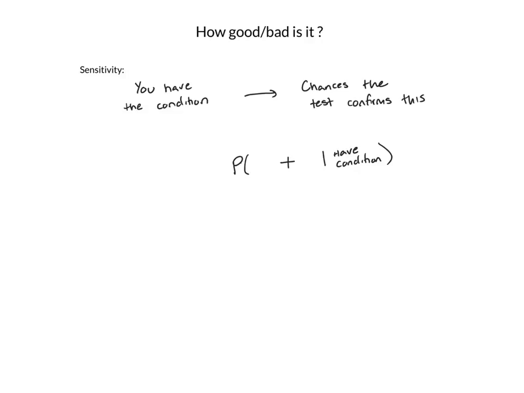Sensitivity is the ability of a test to detect if you actually have a condition. Sensitivity is written as, if you have the condition, the chances you get a positive. For instance, sensitivity with the test we were just looking at, that is the triple blood test, says if you have a child with Down syndrome, what are the chances the test actually gives you a positive rating?